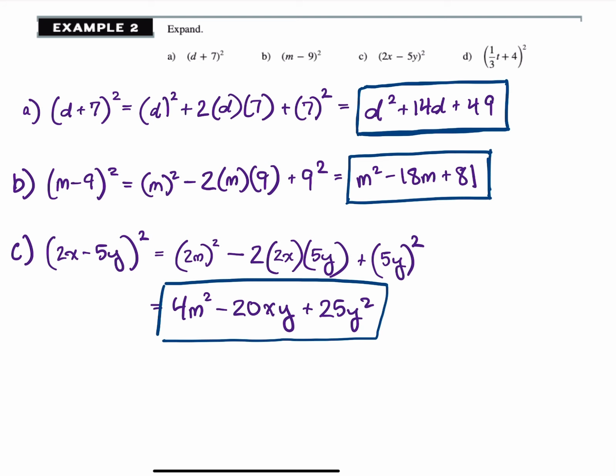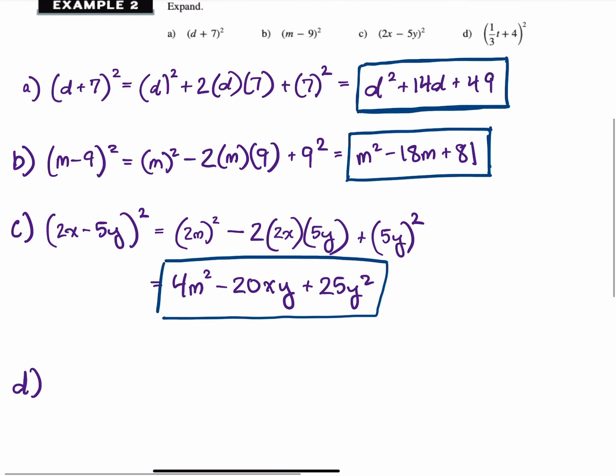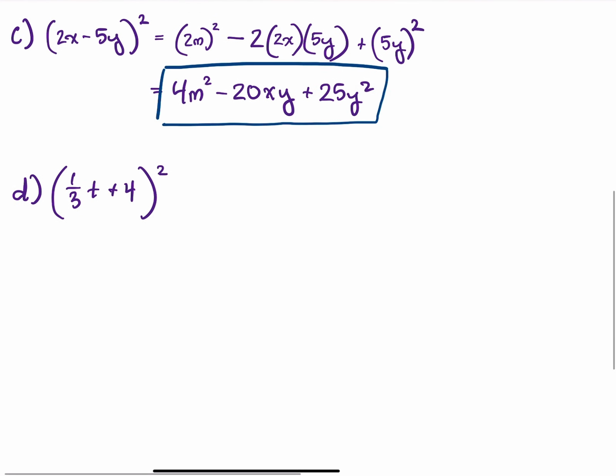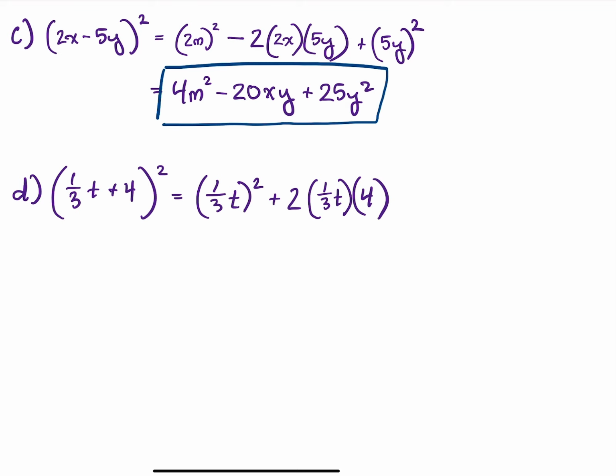All right, and then part D, we have 1/3 t plus 4 squared. So let's follow the same pattern. We'll have our first term squared, so 1/3 t squared, plus 2 times our first term times our second term, plus our second term squared.